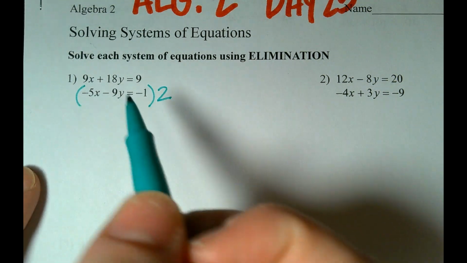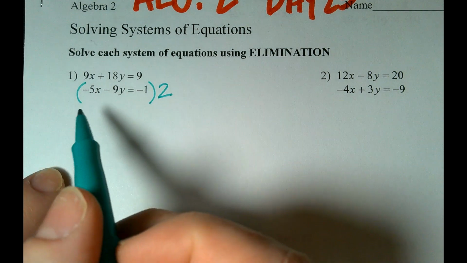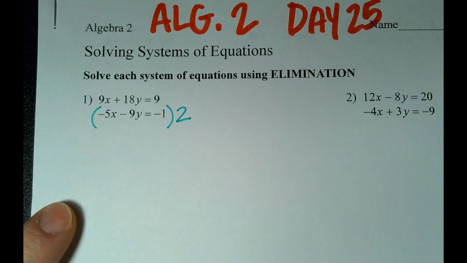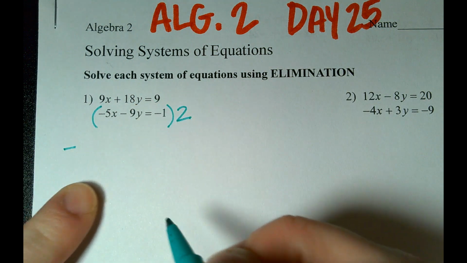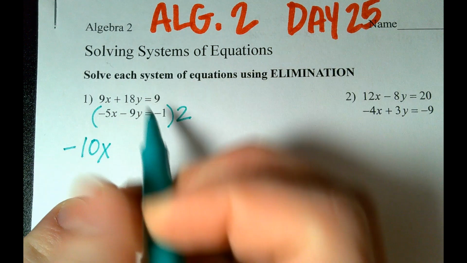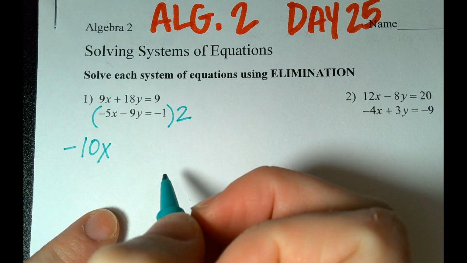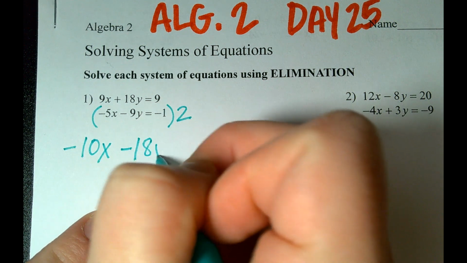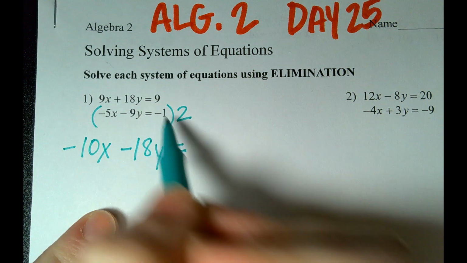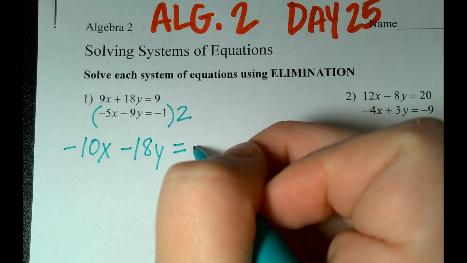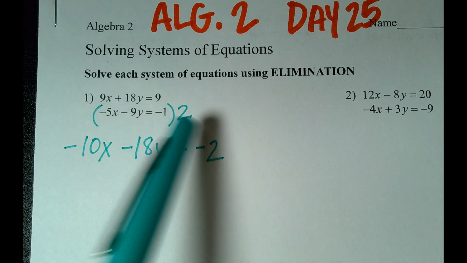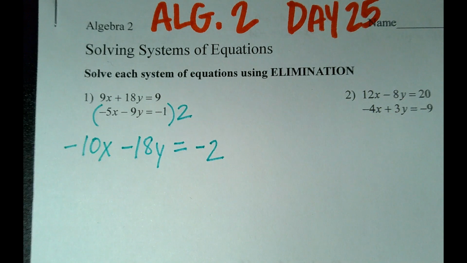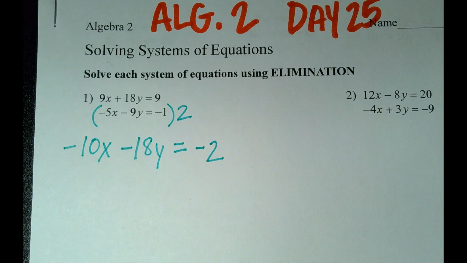So looking at my second equation, if I multiply all of my terms by 2, what do my new terms become? Negative 5x is now what? Good, negative 10x. Negative 9y times 2 is negative 18y. Bring down my equal sign, and negative 1 times 2 is negative 2. Good. So I've just multiplied all my terms in that equation. What should I do next? Get rid of the 18s.